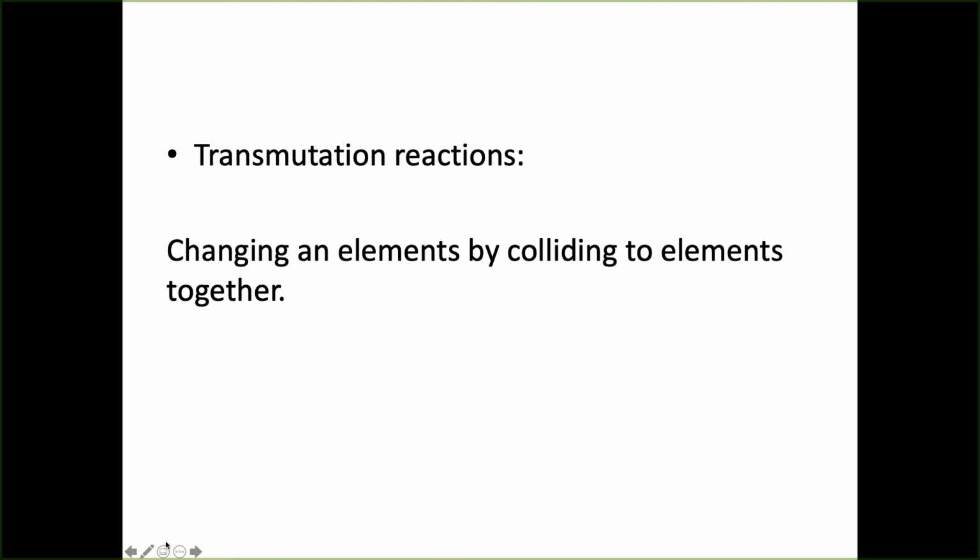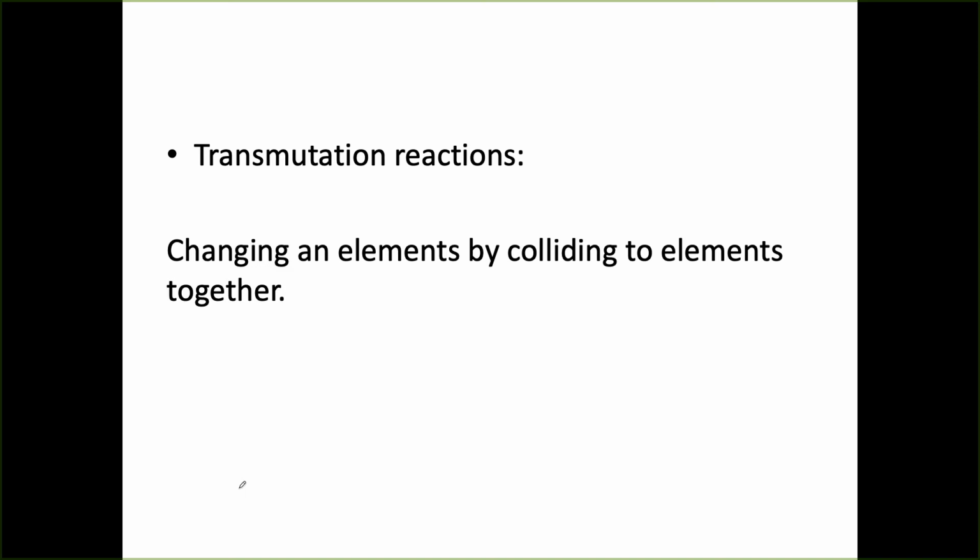Let me make sure I got my pen set. While I'm doing that, when we talk about transmutation reactions, we're talking about those reactions where we're changing an element by colliding another element together. So we're forcing a nucleus moving at high speed, and it hits a target element. There's enough energy in that nucleus we're shooting at it that it actually fragments the other nucleus, and we make new things.